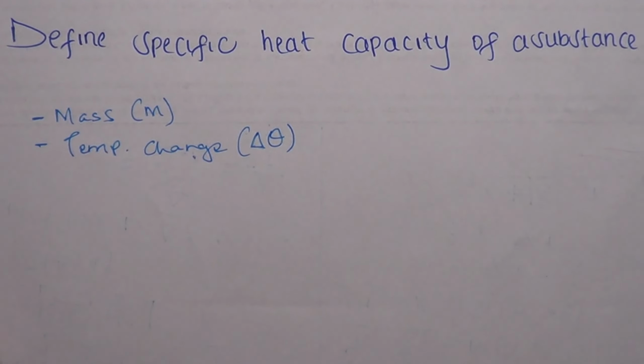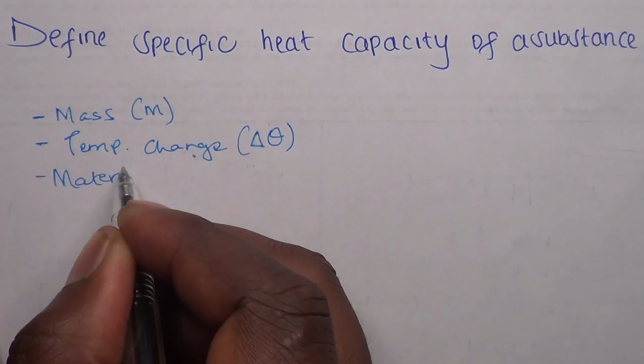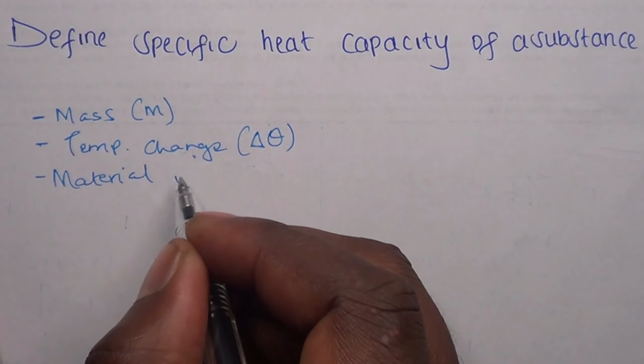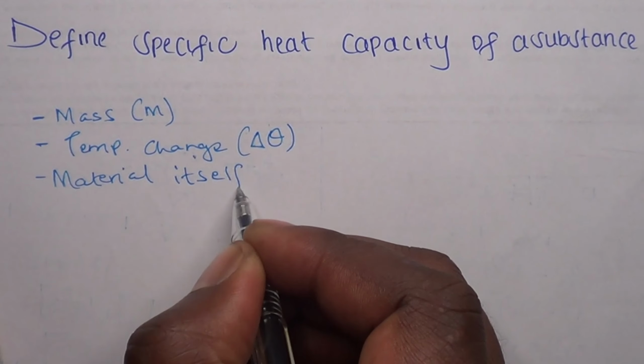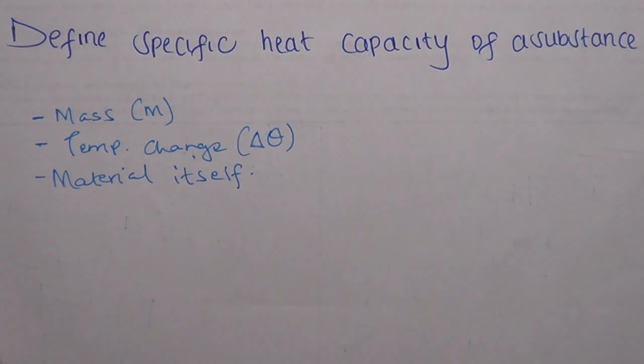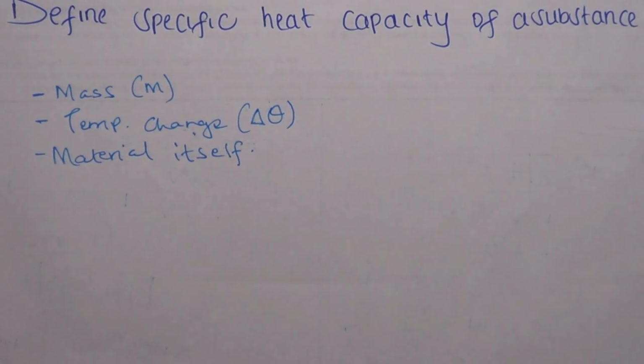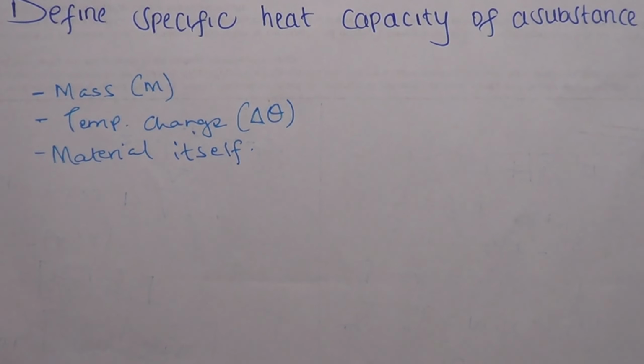Another thing is the material itself, because the material might be a liquid or a solid. So the next thing now, we need to define what the specific heat capacity is. You need to know that the specific heat capacity of a substance is the energy required per unit mass of a substance to raise the temperature by 1 degree Celsius.